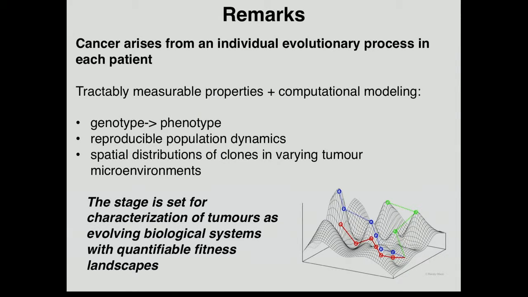And so I think the stage is set now for characterization of tumors as evolving biological systems with quantifiable fitness landscapes. There's a lot of work to be done to get there, because we now have to introduce the mathematics behind population dynamics and fitness and selection. But the measurement technology and the inference of these properties, I think, is now well established.